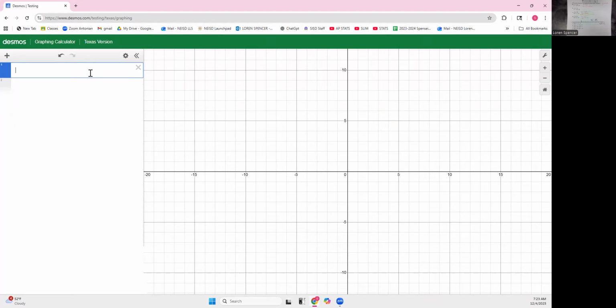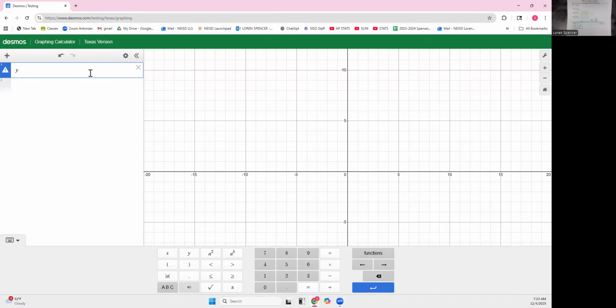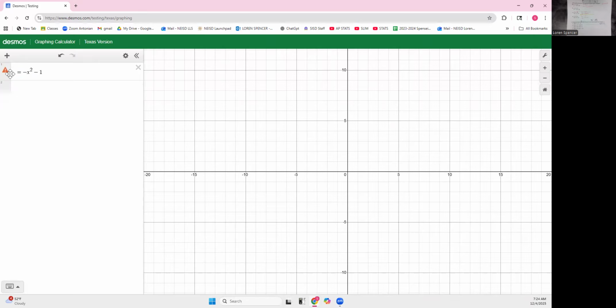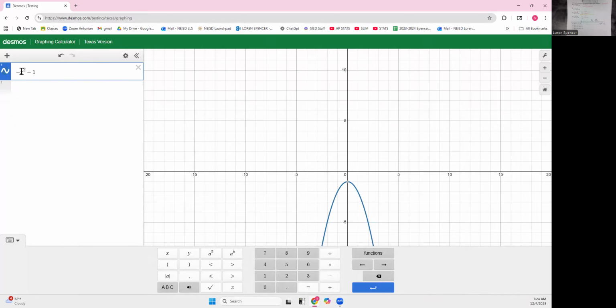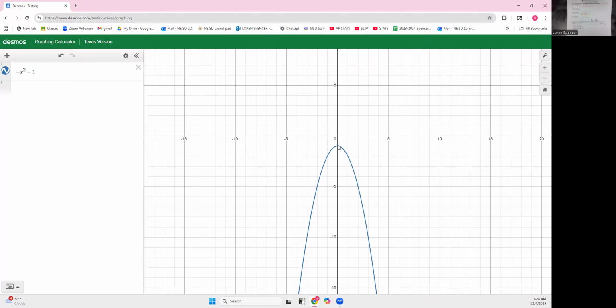And we plug in y equals negative x squared minus 1. Oops. Get rid of that equal sign. There we go. And when I look at that, are the values greater than negative 1? No. In this one, they are less than negative 1.